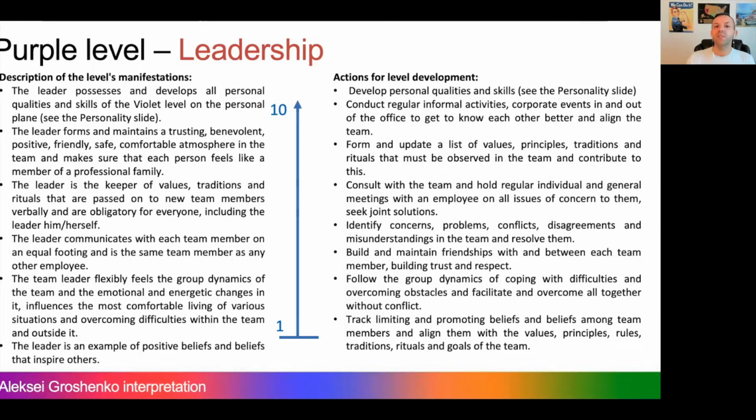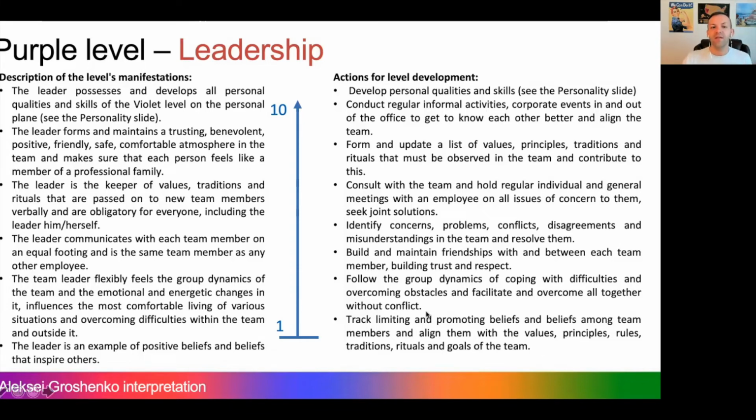Form and update a list of values, principles, traditions, and rituals that must be observed in the team and contribute to this. Consult with the team and hold regular individual and general meetings with an employee on all issues of concern to them. Seek joint solutions. Identify concerns, problems, conflicts, disagreements, and misunderstandings in the team and resolve them. Build and maintain friendship with and between each team member, building trust and respect. So the leader should build a close relationship, trust, and respect with each team member, and help each team member to build the same relationship with each other team member.